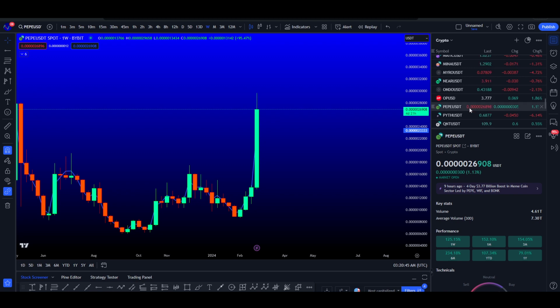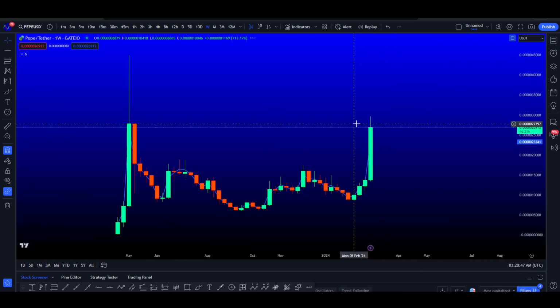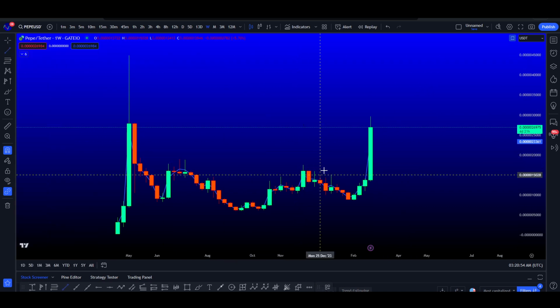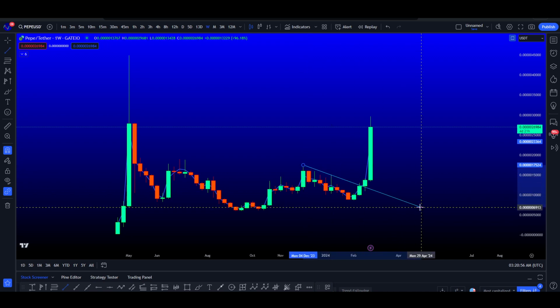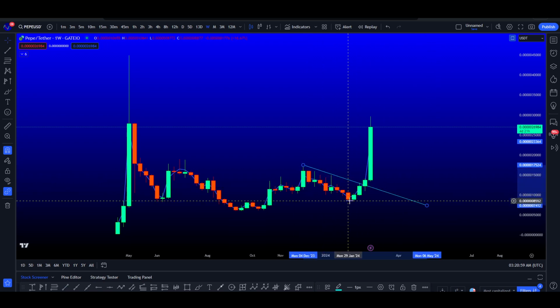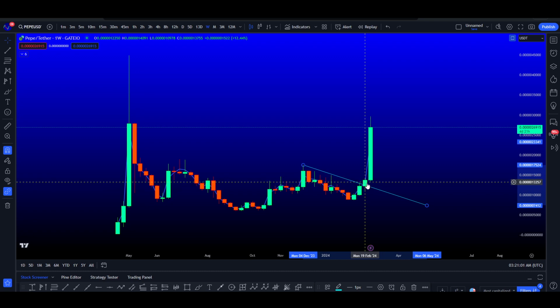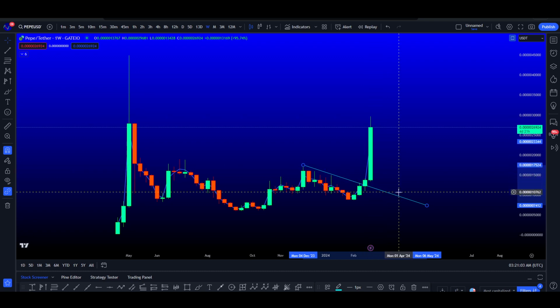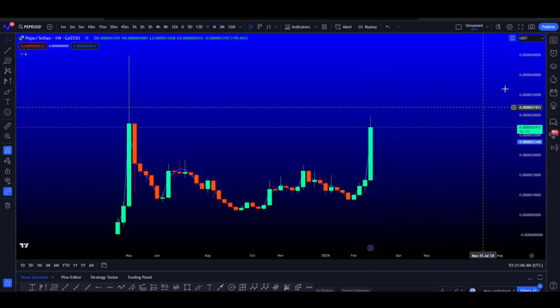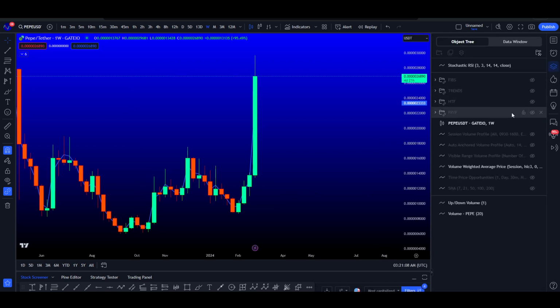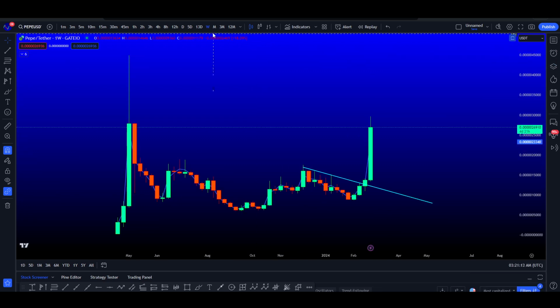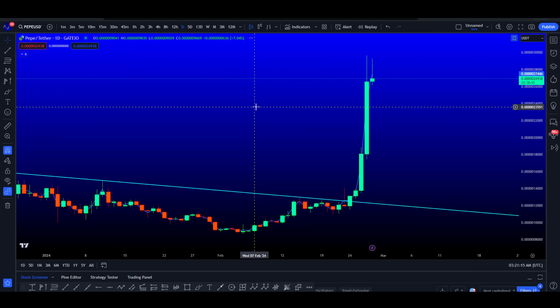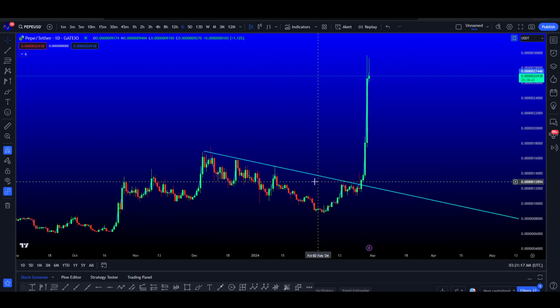So PEPE has been going absolutely insane, right? It broke out of this trend line, as you can see here. I drew this from the top all the way down, tested it again, broke out, back tested as support, and absolutely skyrocketed, right? I actually have that mapped out here. Let me go ahead and turn on my trends. Boom, just like that. And we can zoom in a little bit closer so you can see that's exactly how I drew it.